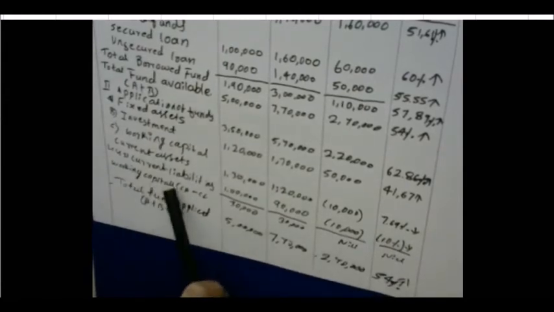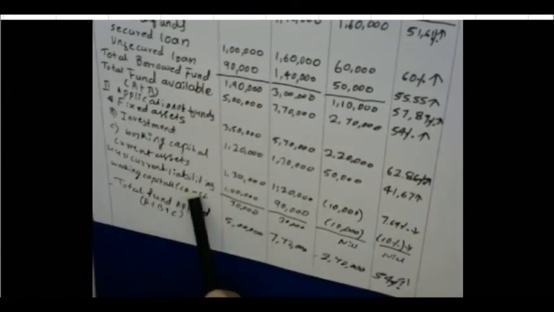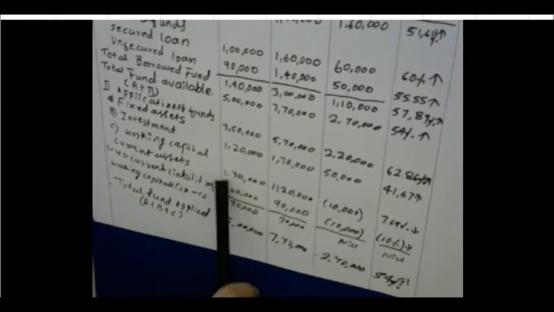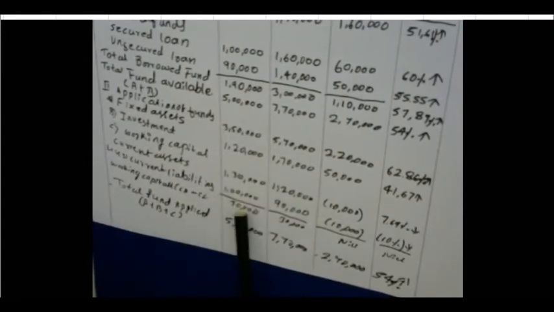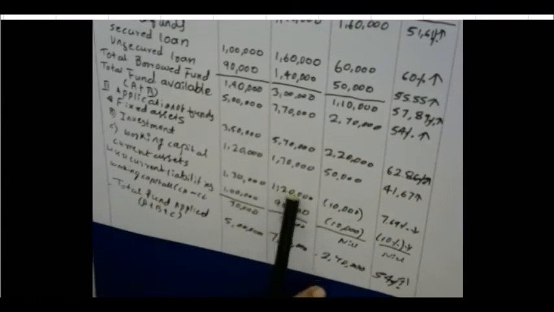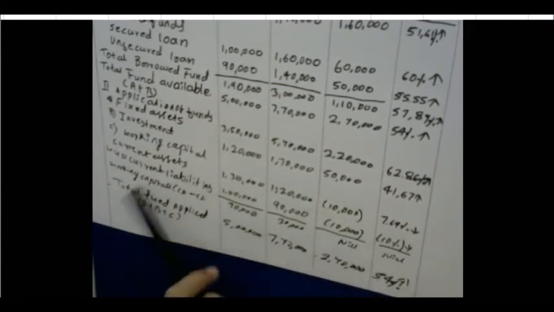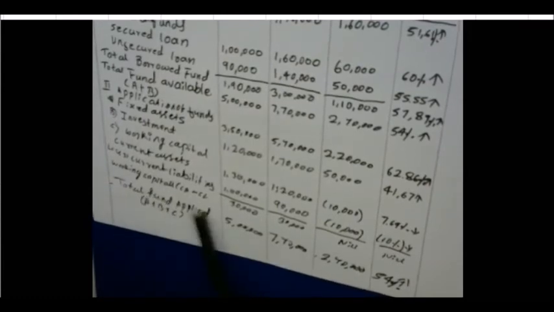Next, working capital, current assets minus current liabilities. Current assets minus current liabilities means 1,30,000 minus 1 lakh, it is 30,000 rupees. 1,20,000 minus 90,000, so the amount is 30,000 rupees, and 10,000 minus 10,000 is nil, and here it is also nil. Next, total fund applied, A plus B plus C.